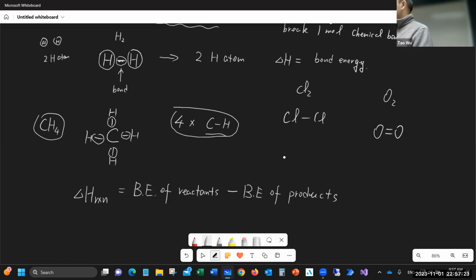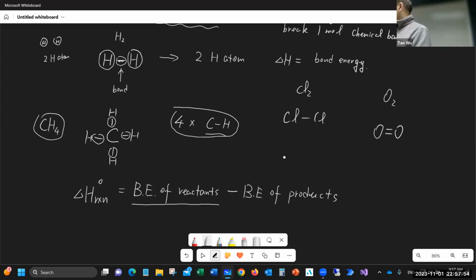This one is different from the enthalpy of the reactions. Enthalpy of the reaction is the product minus the reactant, right? But if you're talking about bond energy, then it's the reactant minus the product. Okay, so this is the only difference when we talk about the enthalpy of the reaction. We're still talking about enthalpy of the reaction, but this one is the bond energy of the reactant subtract the bond energy of the product.